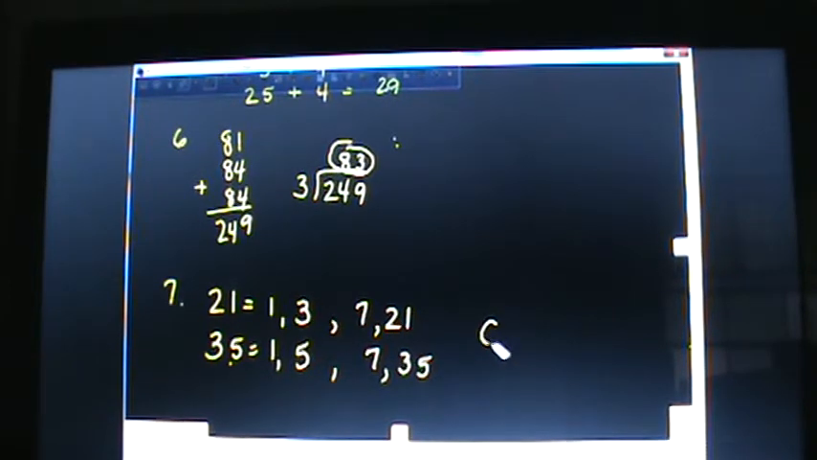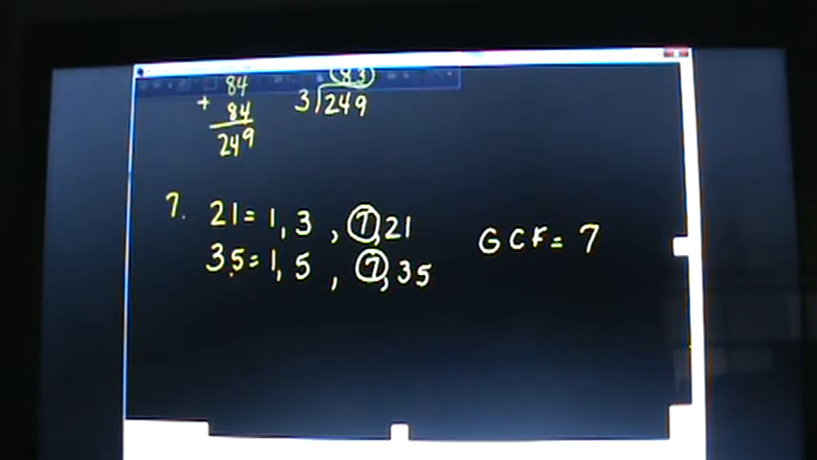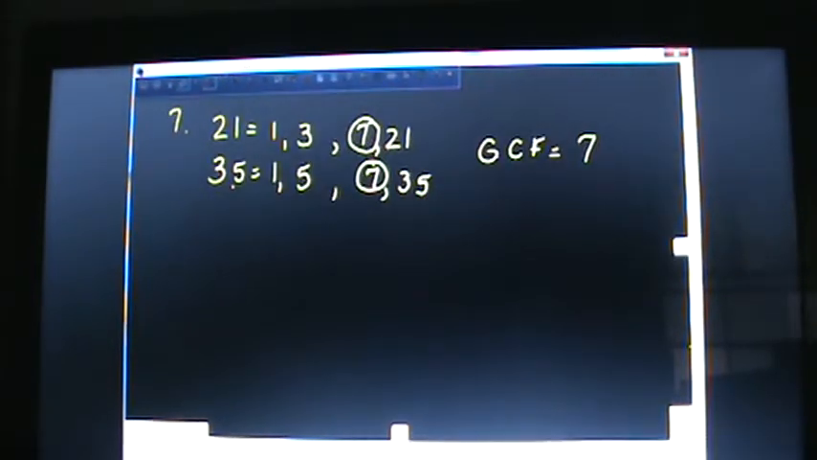So we're looking for the greatest common factor. What's the biggest number that these two numbers share? They both share a 1. They do not share a 3 or a 5, but they do share a 7. They do not share 21 or 35, so the greatest common factor is 7. Okay, number 8.